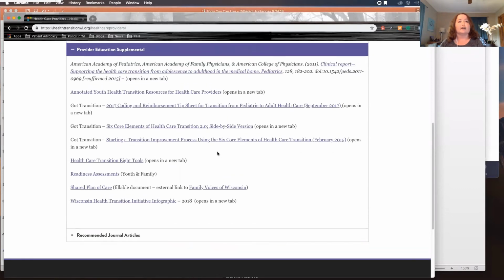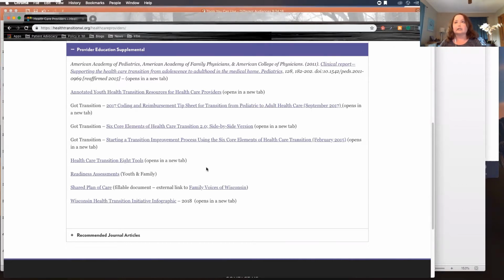And then this is our provider supplemental. When we do provider educations, typically we provide these in a printed out version, but we've had many times where people are joining us electronically. And so it's great to have these available on our website where we can just guide them here and say, hey, if you want to look at these things after we're done with the presentation, feel free to go to our website and here's all of the information.